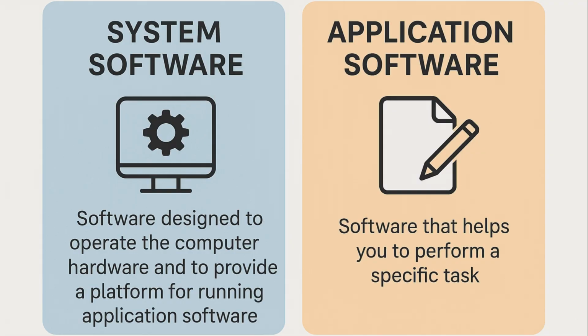There are two types of software, system software and application software. Software designed to operate the computer hardware and to provide a platform for running application software is called system software. Software that helps you to perform a specific task is called application software, which means, remember, system software helps your computer run and application software helps you use it.